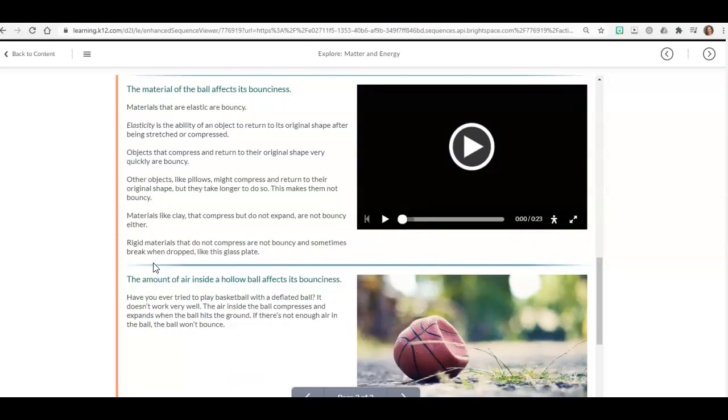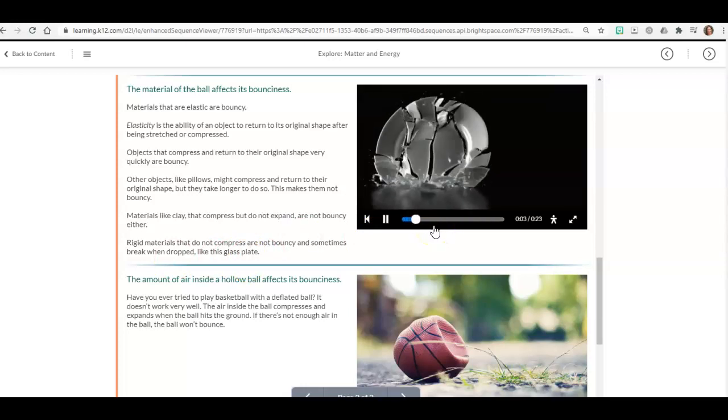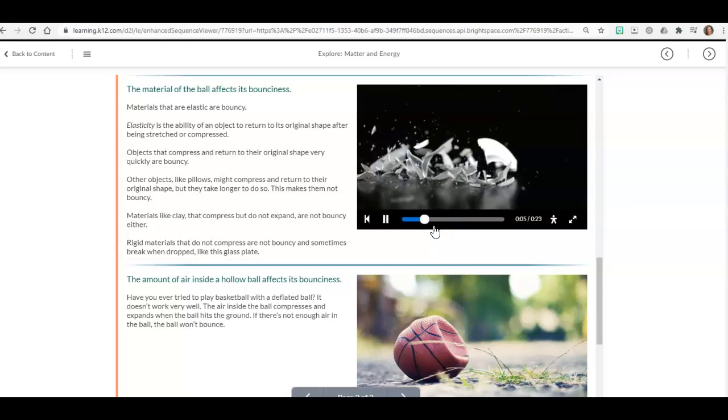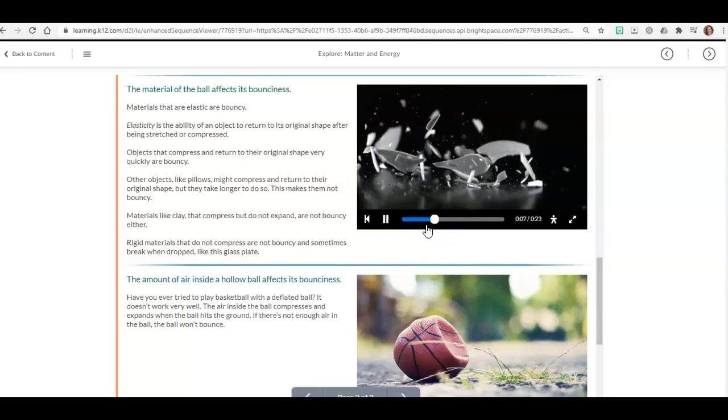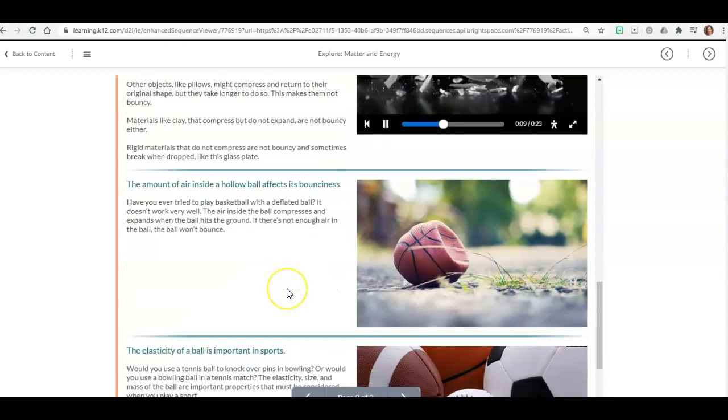Other objects like pillows might compress and return to their shape, but they take longer to do so, so that makes them not bouncy. And materials like clay that compress but do not expand are not bouncy either. Rigid materials that do not compress are not bouncy and sometimes break when they're dropped, like this glass plate. All right, so that material you can see is not going to compress, it's just going to shatter.